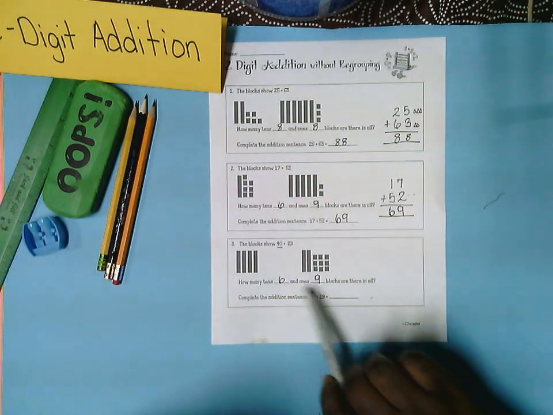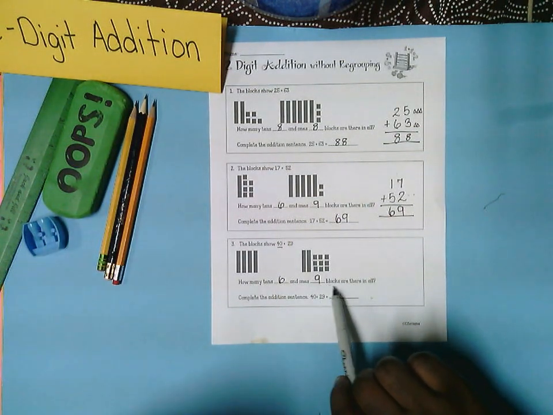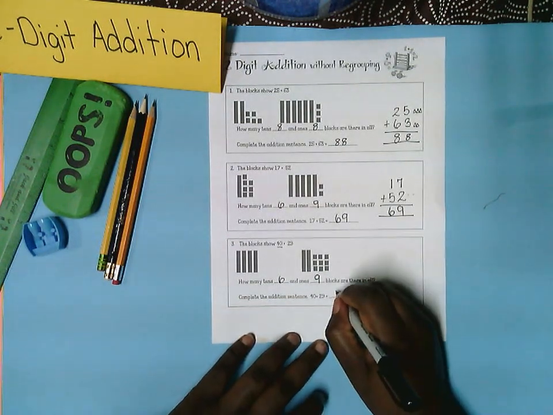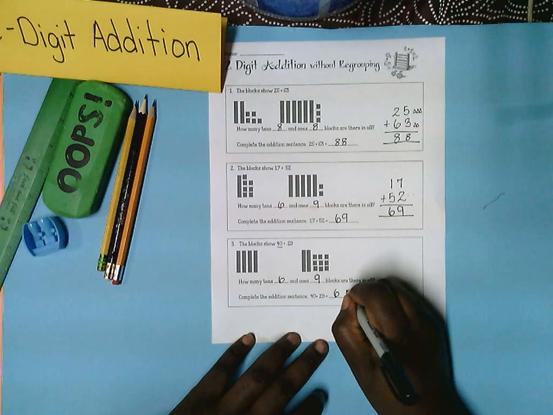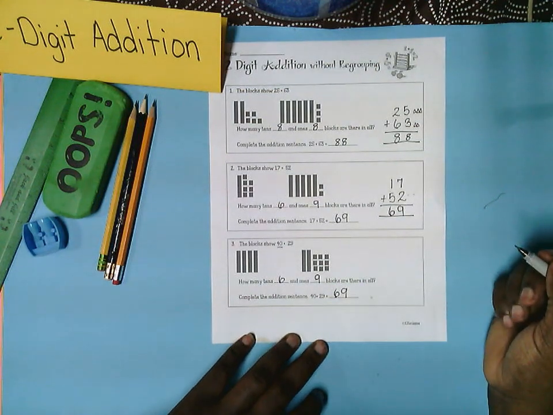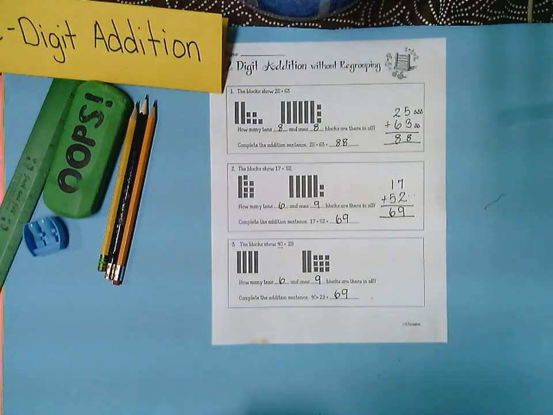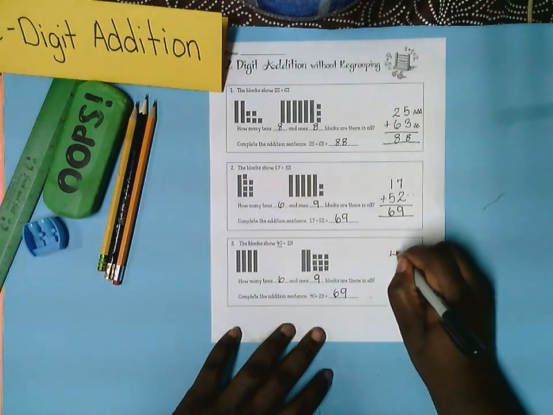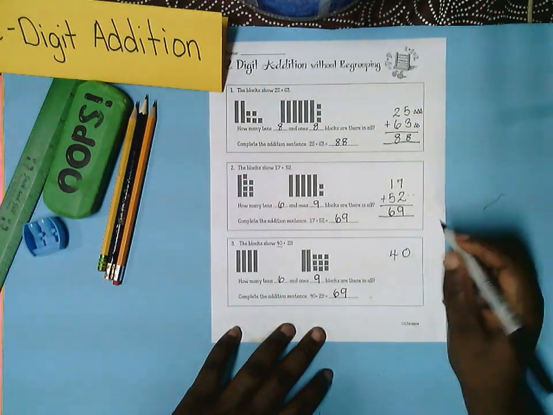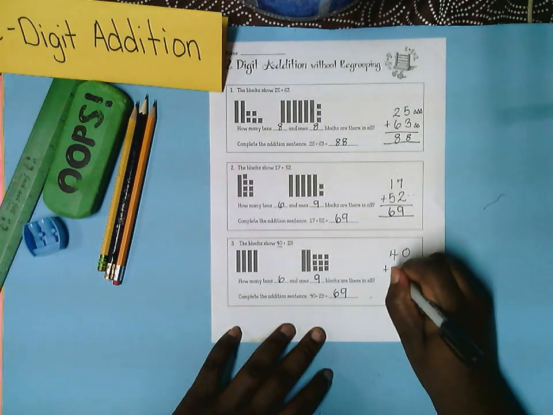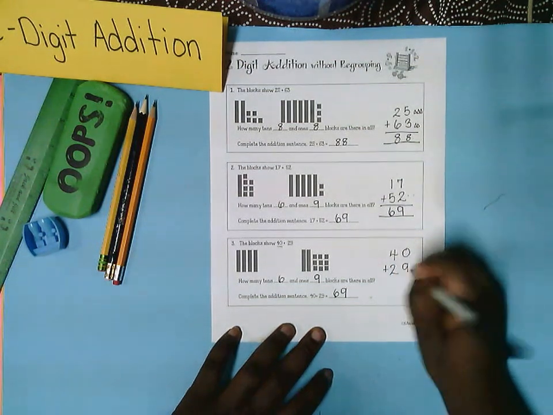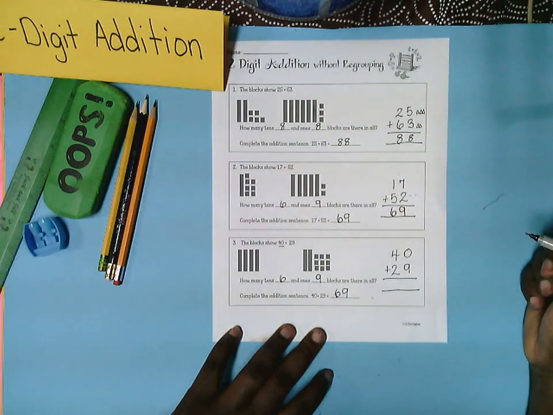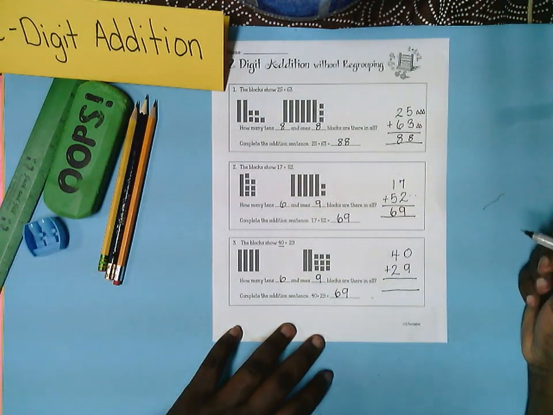So we have 6 tens and 9 ones in all. So 40 plus 29 is 69. And now we're going to check it. 40 plus 29. I've written my addition sentence.